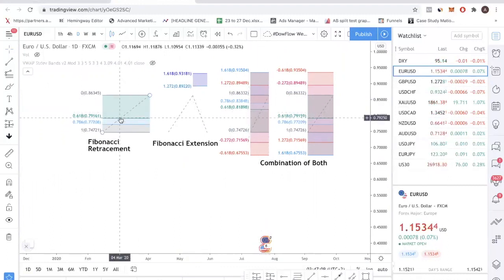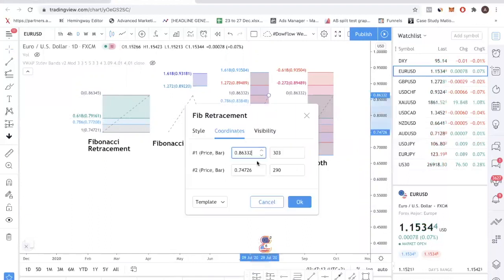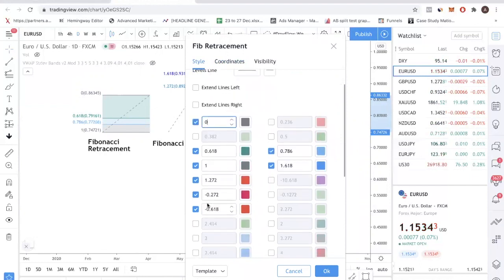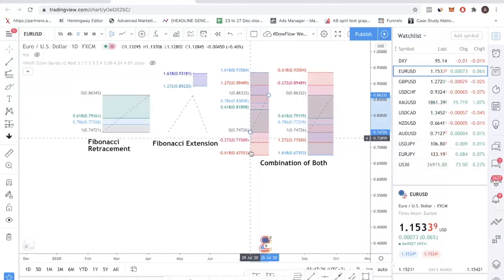It's the same as this, except that I have put in additional levels. Let me show you. I've put in the 1.272 level, the 1.618, and the minus 0.272, and the minus 0.618. So it should look something like this. Now, you might ask me, why am I doing this? Why do I put it in?